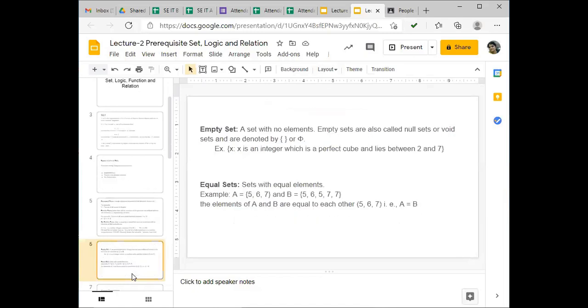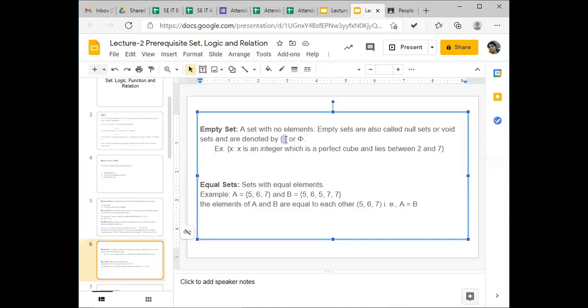You remember this. So next are some different sets like the empty set and equal sets. Empty set, that is, there are no elements in the set, right? A set with no elements. How is it represented? With blank braces or phi. Okay. So if you want an example, you can see here.